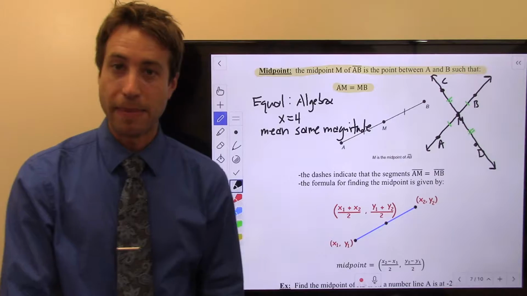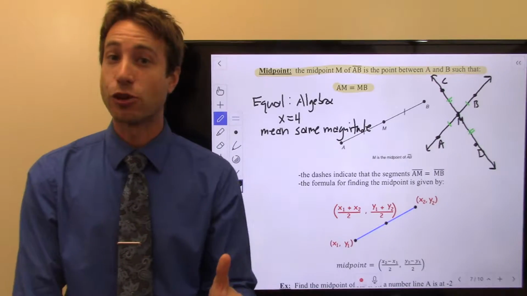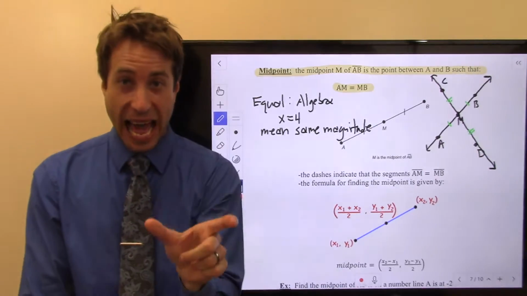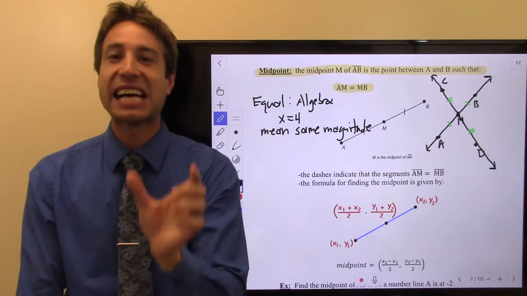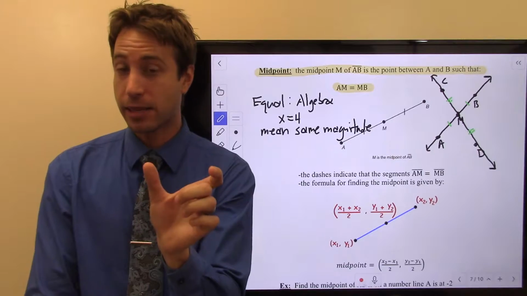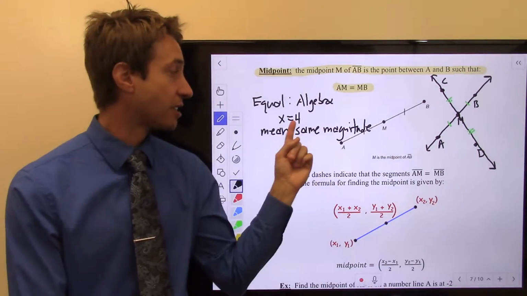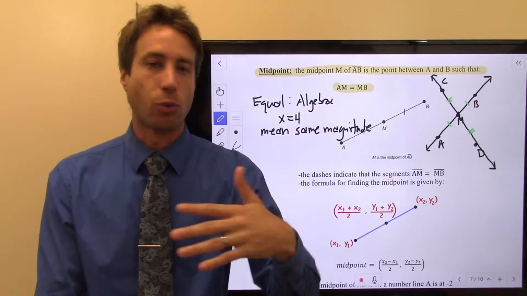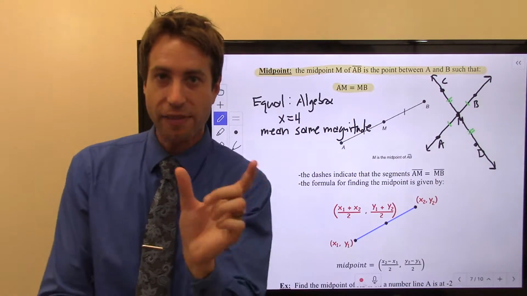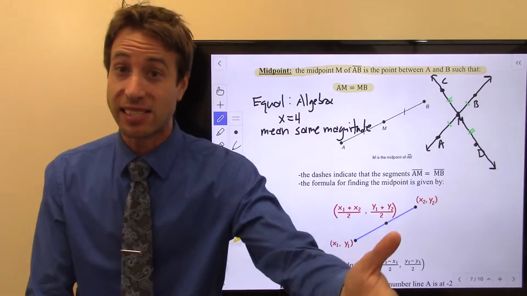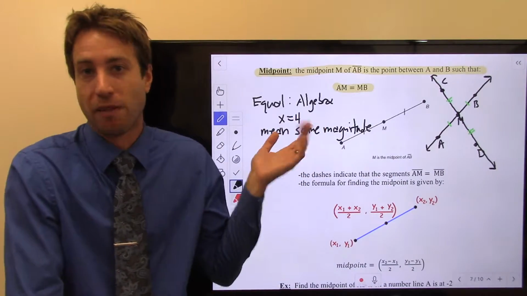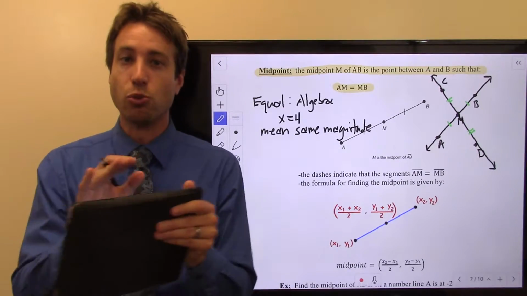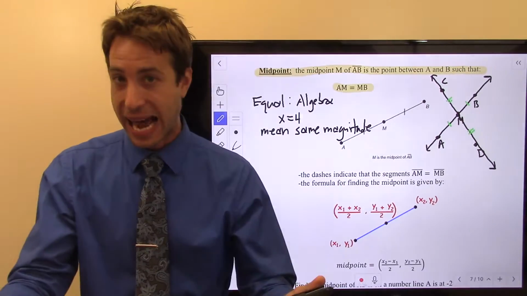Okay, equal means same magnitude. So let's think about this for a second. If I'm measuring a distance and x is equal to 4, that means that x, whatever that unknown is, has the same measure, the same distance, the same magnitude as 4 miles, 4 meters, 4 inches, 4 centimeters, whatever units you're using. Whatever that unknown distance was, it has the same magnitude as 4. That's in algebra. We use equal to represent equal magnitudes.